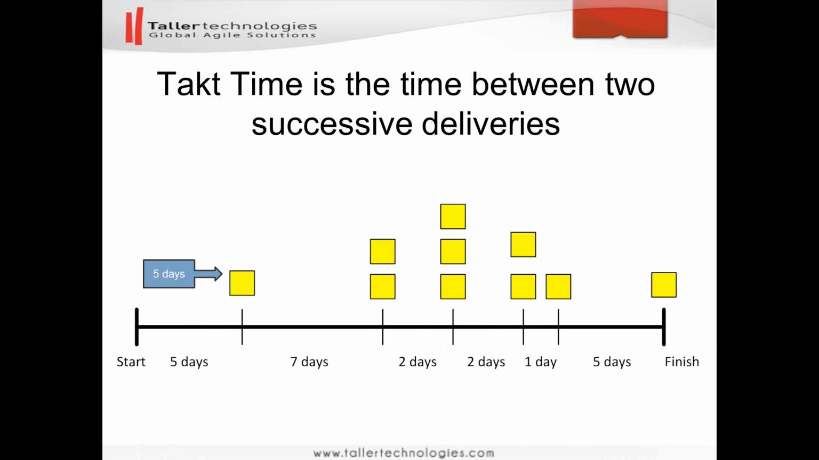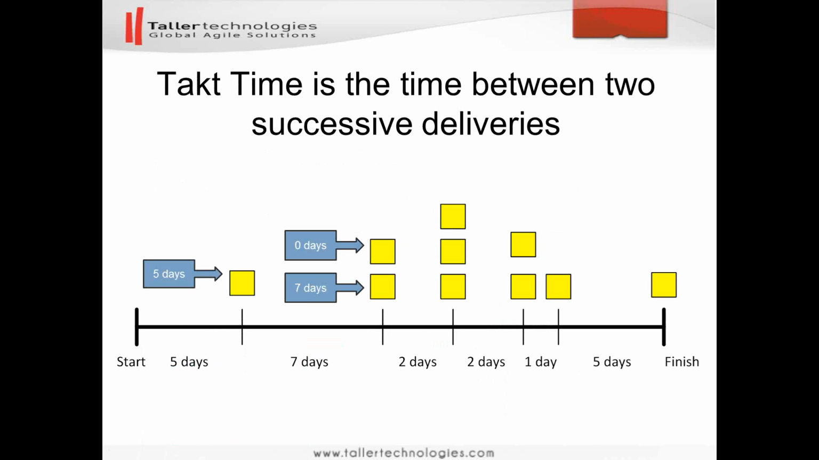Again, the tag time is the time between two successive deliveries. 7 days after that, two new work items were delivered. So now what is their tag time? The first work item has a tag time of 7 days, but the second one would have a tag time of zero days. We are measuring in days. This is because the time between the two work items is less than a day, and we call it a zero. It is not 0 minutes, but since we measure tag time in days, it is 0 days.